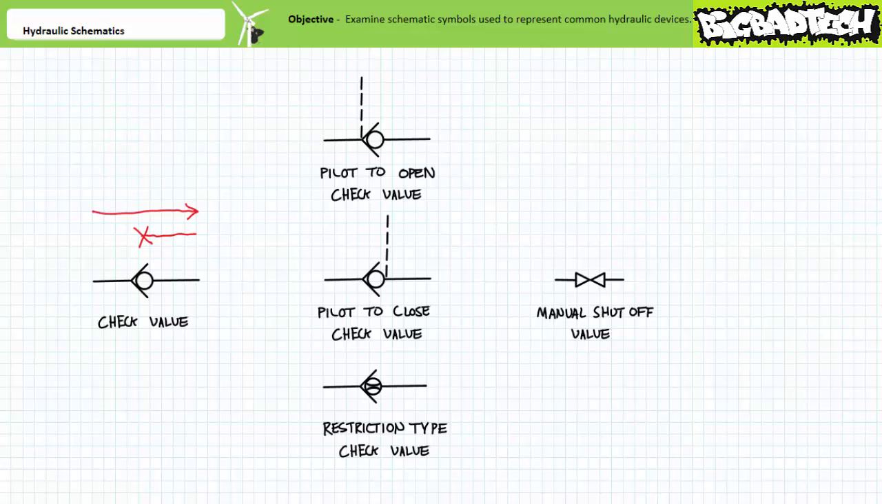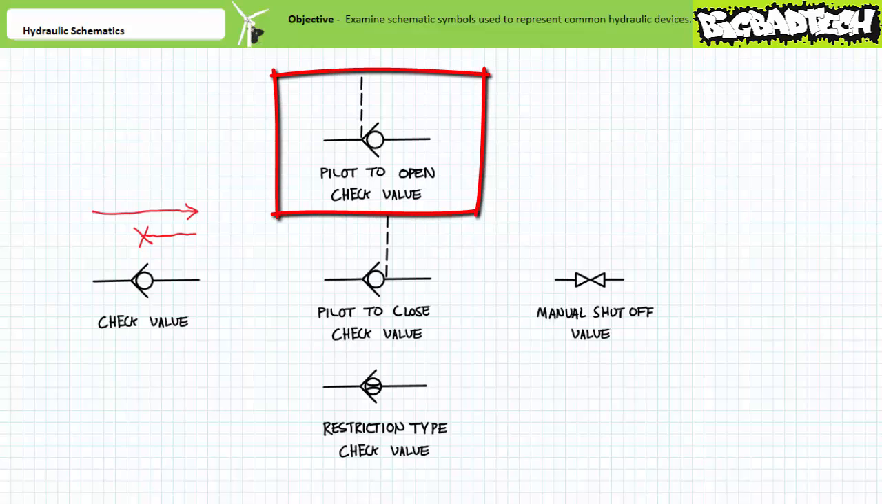If there is more than one check valve in a system, they are often assigned an additional numeric identifier, as in CV1, CV2, etc. Pilot to open check valves act just like an ordinary check valve in the absence of a pilot signal. In the absence of a pilot signal, a pilot to open check valve allows free flow in one direction and blocks it in another. In the presence of a pilot signal, a pilot to open check valve, as the name implies, opens and allows free flow in both directions.